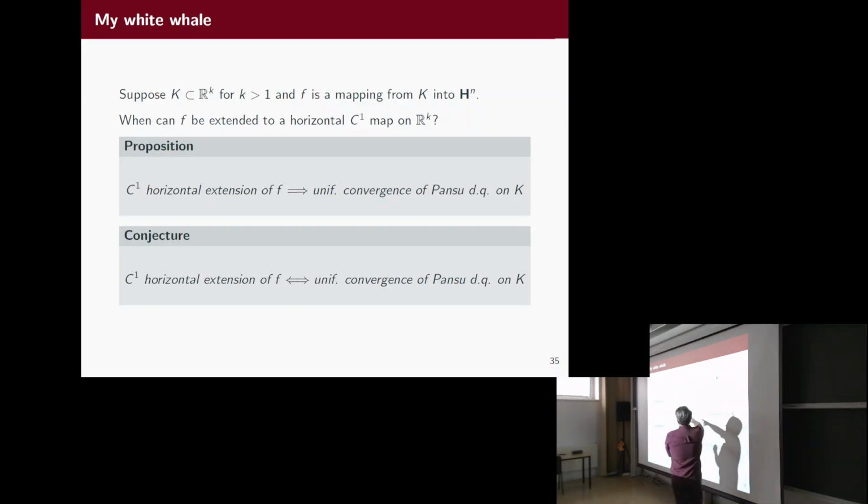I say this is a proposition because it's very simple to see that if you have a C1 horizontal extension, then you have uniform convergence of the Pansu difference quotients. I shouldn't say it's very easy to see; that's in the Heisenberg group, not in general Carnot groups. The conjecture is that that's an if and only if condition, but no idea where to go from there. So thank you very much.